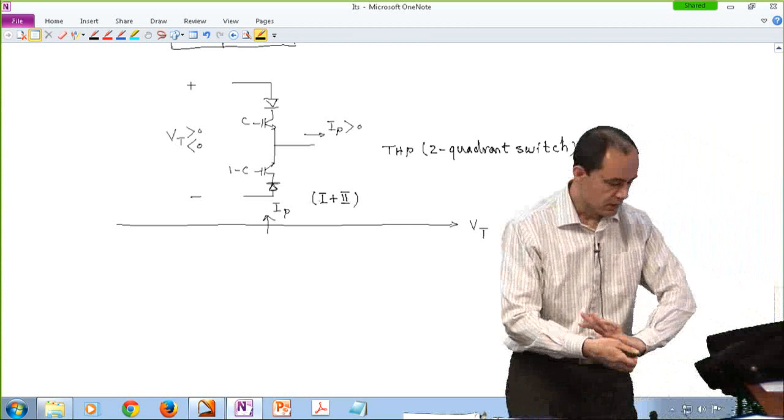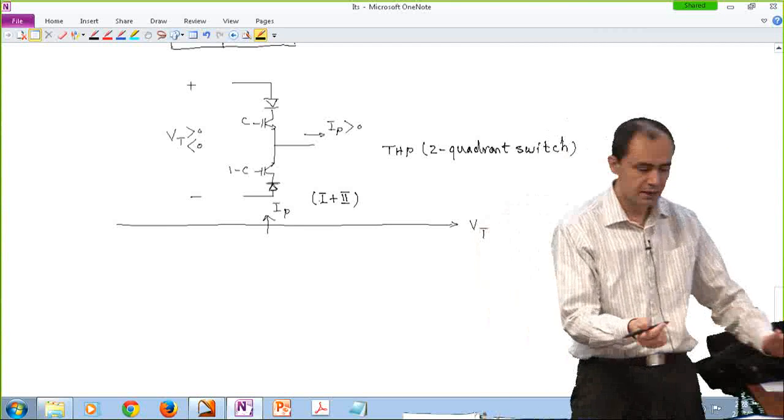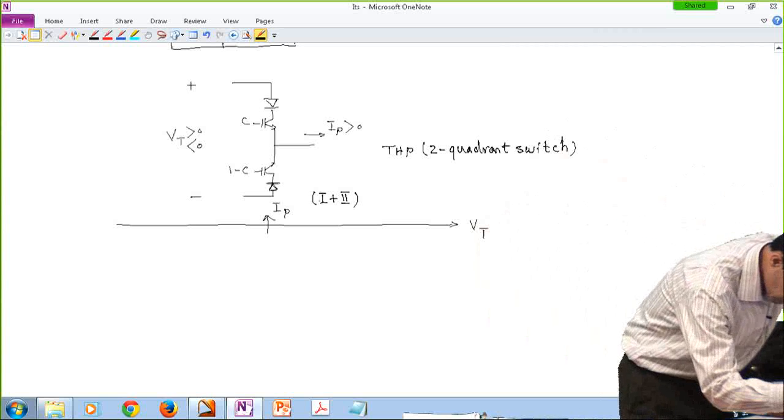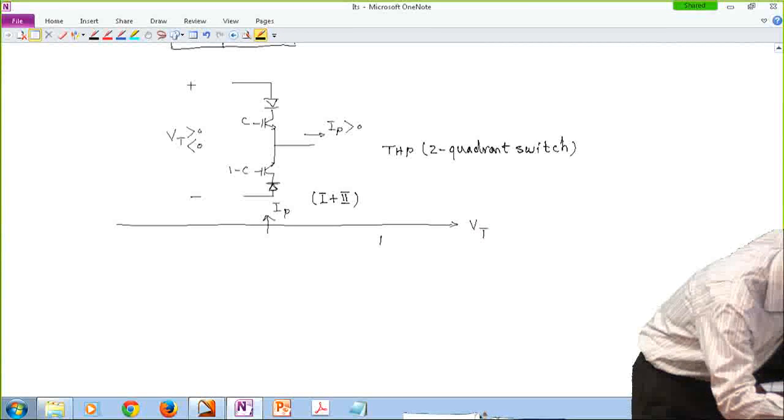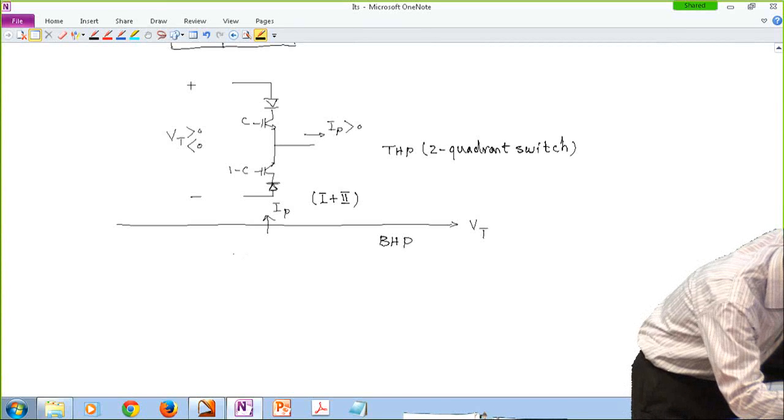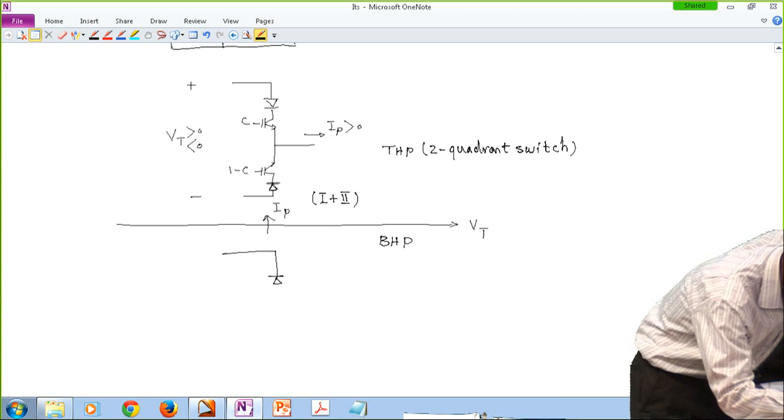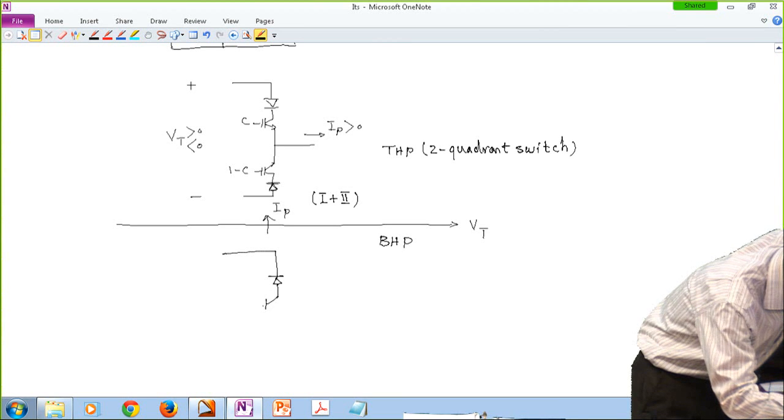All right. Now, what if the pole current is negative, which gives us the bottom half plane switch? Technically now we are combining the third quadrant and the fourth quadrant.